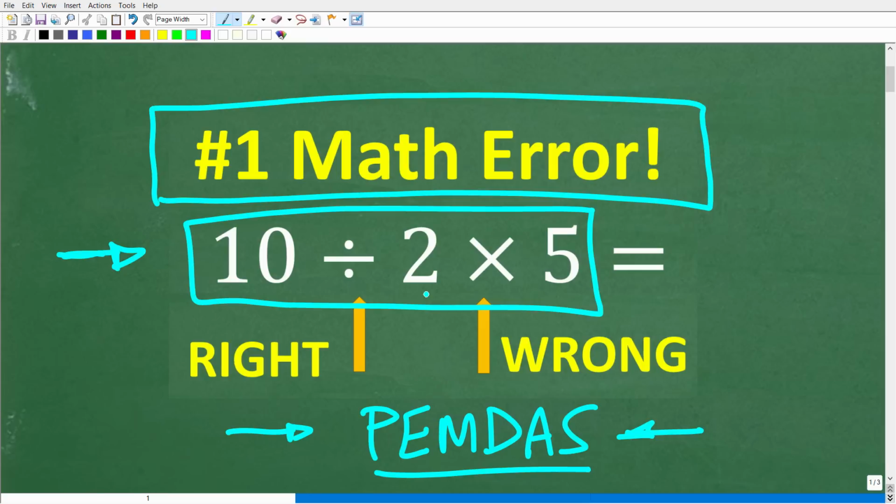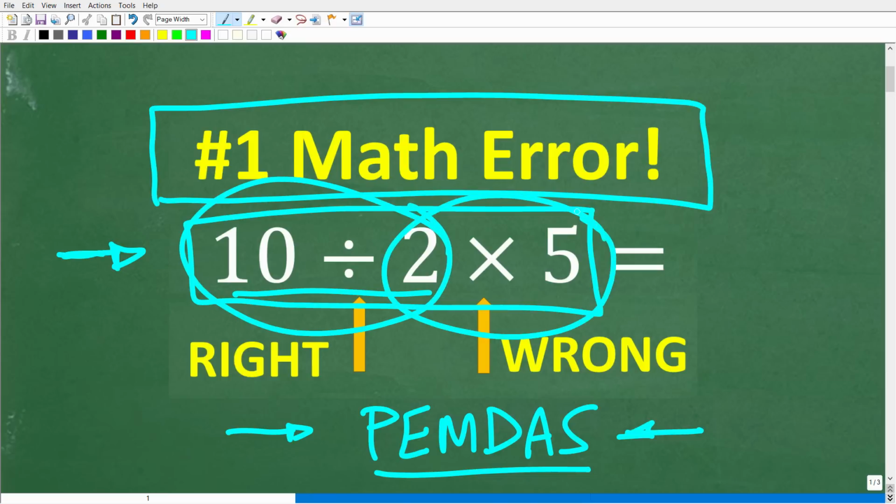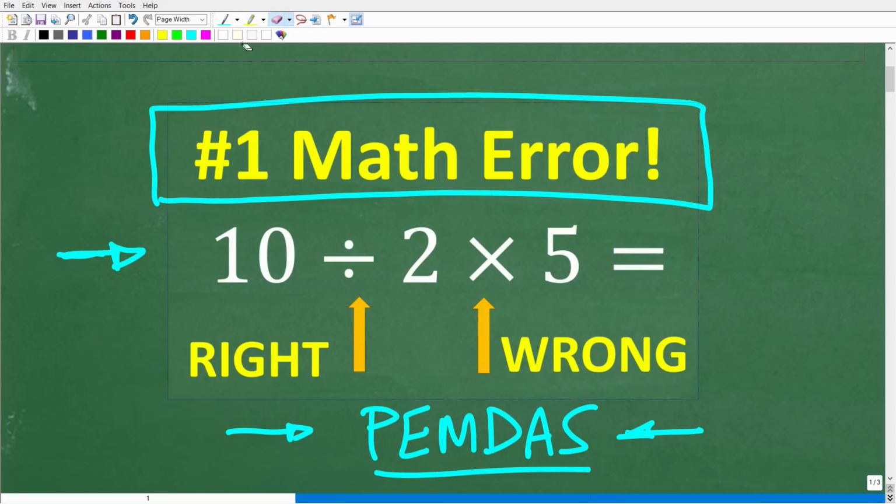All right, now if you know why this is right, in other words, why are we doing division first and why shouldn't we do multiplication first? Well, go ahead and put that into the comment section. But let's go ahead and get into this first problem, 10 divided by 2 times 5.